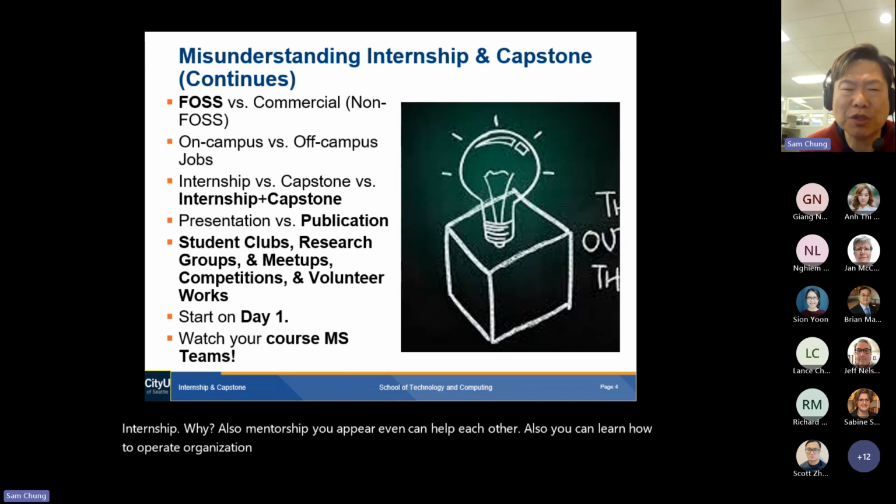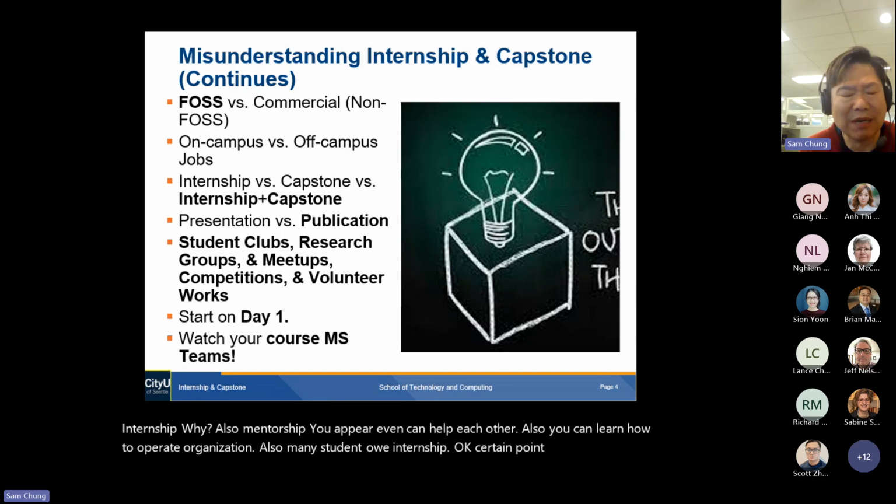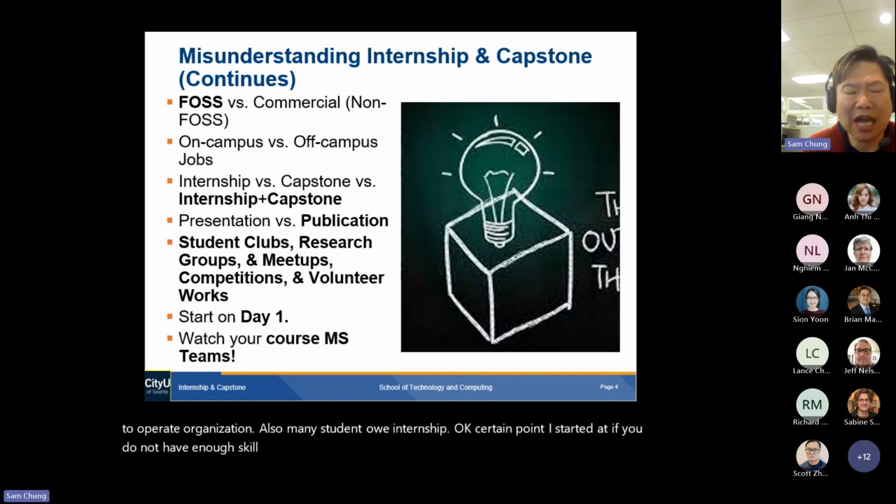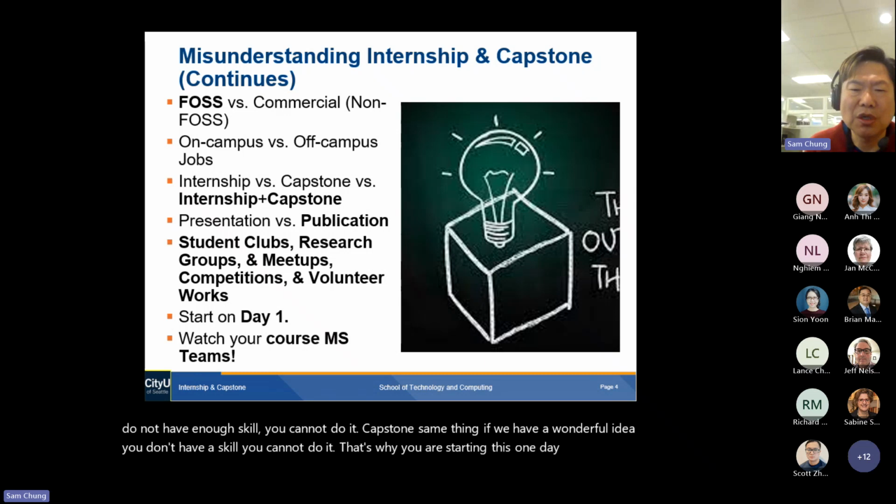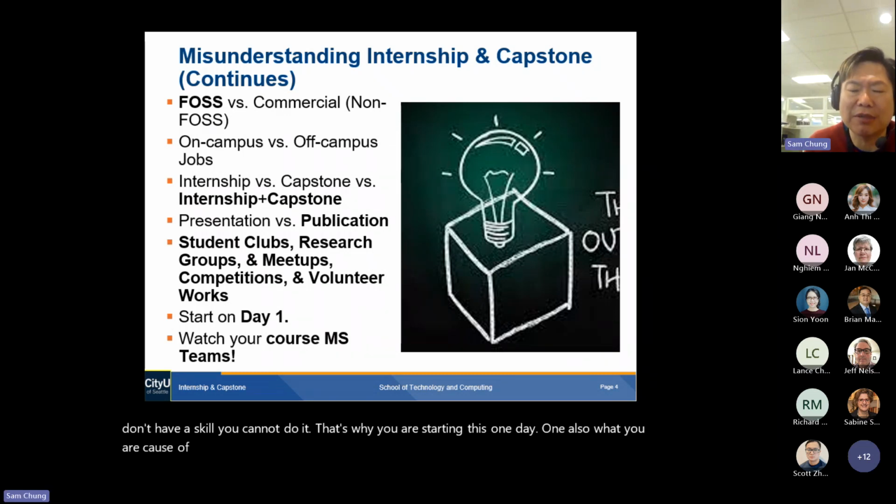Also, many students say, oh, internship, okay, at a certain point I started. If you do not have enough skill, you cannot do it. Capstone, same thing. If you have a wonderful idea but you don't have the skill, you cannot do it. That's why you start this on day one. Also, watch your course in Microsoft Teams. A lot of announcements are going on.